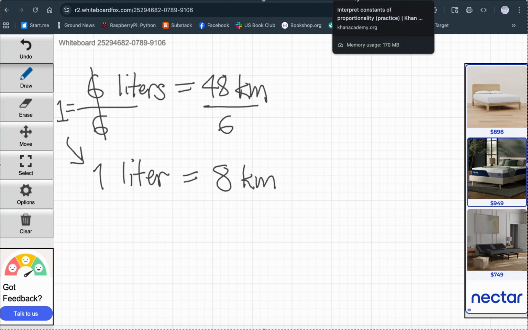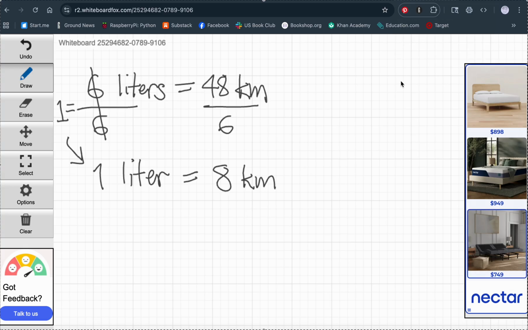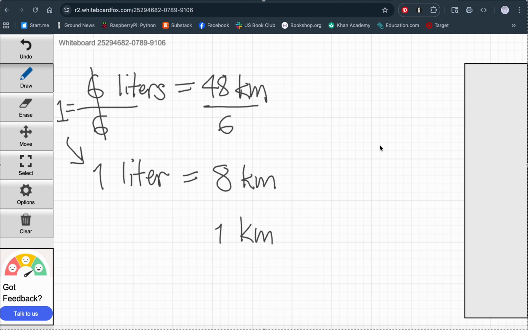So the next question is, how many liters does it take to drive 1 kilometer? Well, now we need kilometers to be 1. And how do we do that?